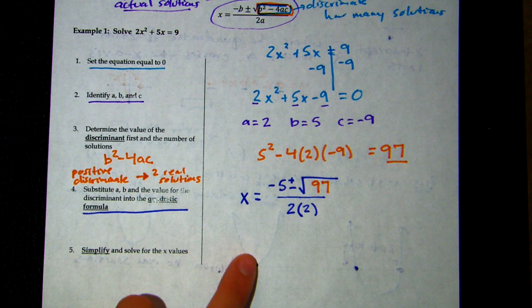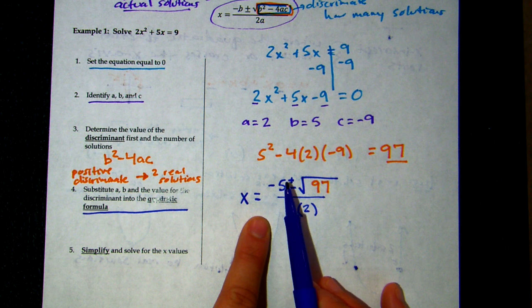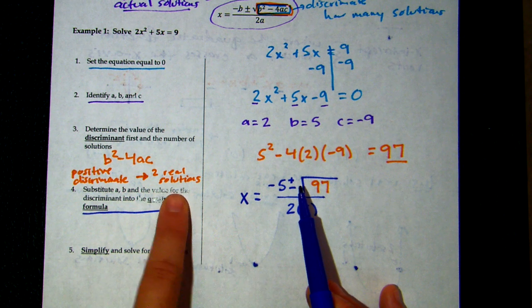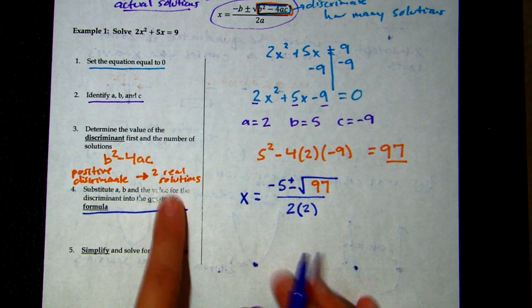Now from here, I'm just going to simplify. Notice that there's a plus and a minus here. That means that there are 2 possible solutions. One where I'm adding the discriminant to negative 5, and one where I'm subtracting it, which matches our answer here, knowing that we have 2 real solutions.